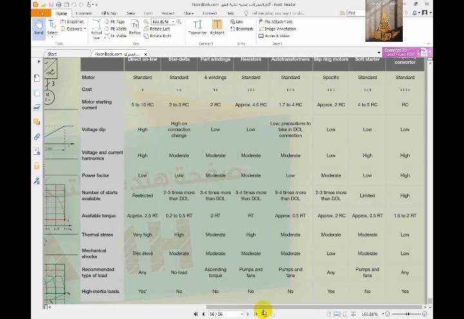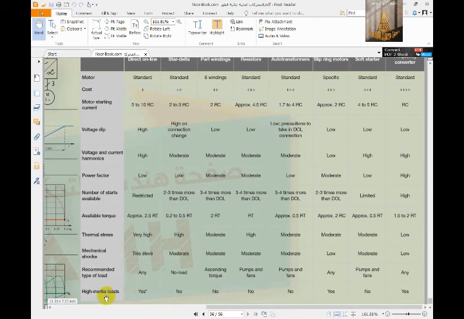For the part windings it's ascending torque. For resistors it's pumps and fans. Auto transformers, pumps and fans. Slip ring motors, any load can be connected with slip ring motors. A soft starter, it's pumps and fans. For the inverter, it's any load, because the torque is stable. Here in the curve we can just see it.